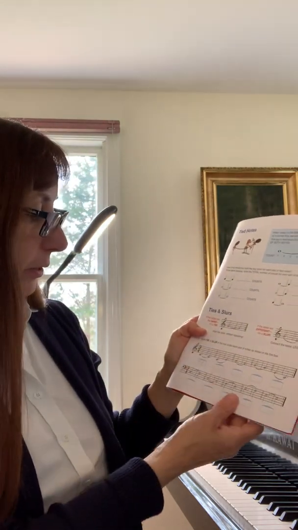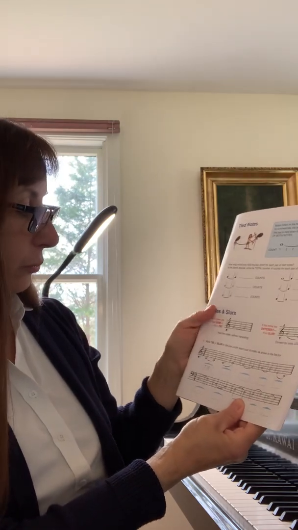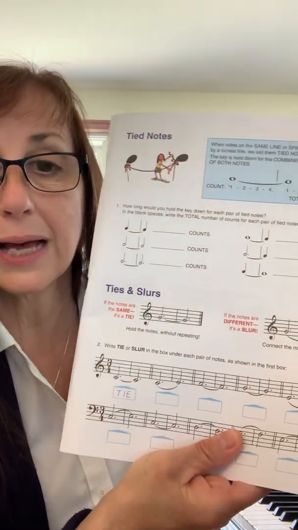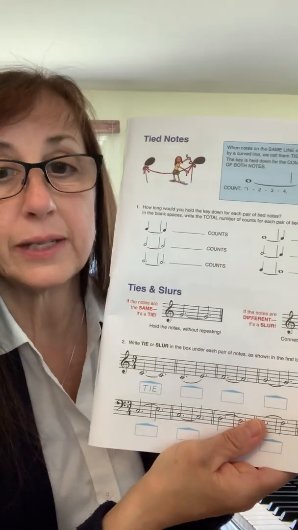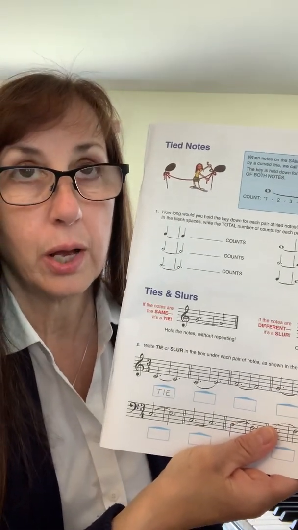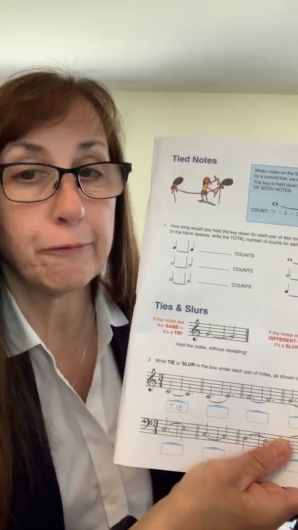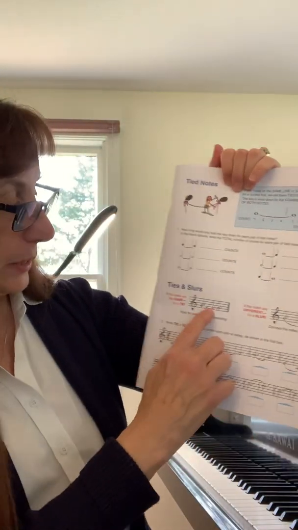Okay, and now here at the bottom, they're asking you to identify whether you see a tie or a slur. So a tied note is going to be the same note. A slurred note is going to be a different note. So here's the example.